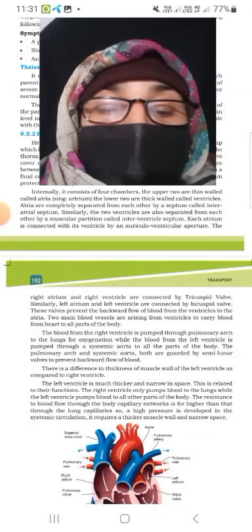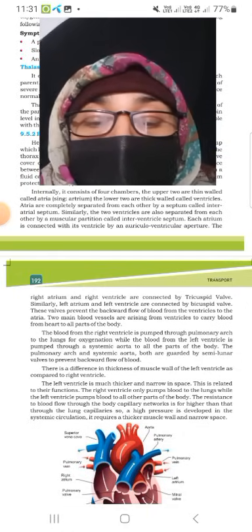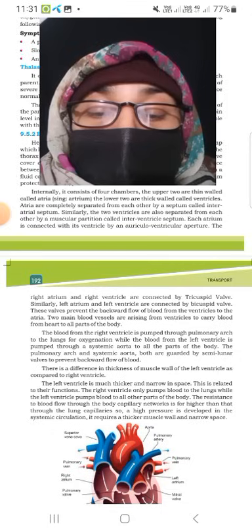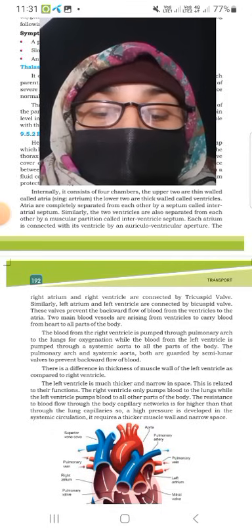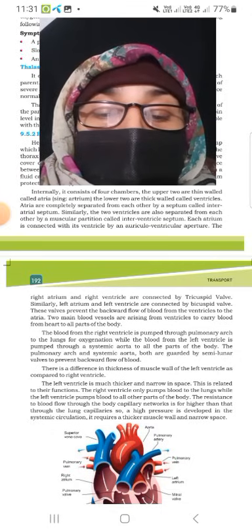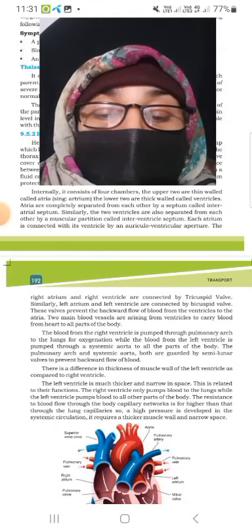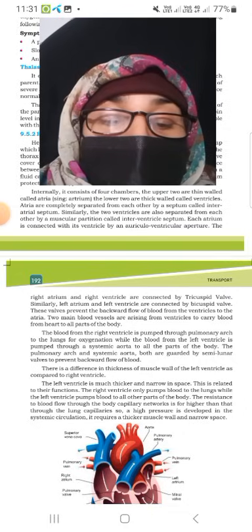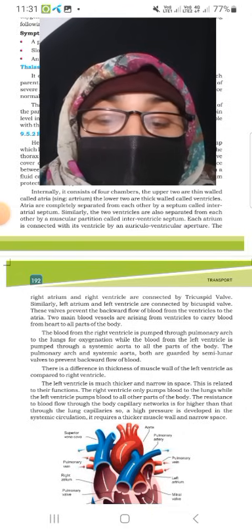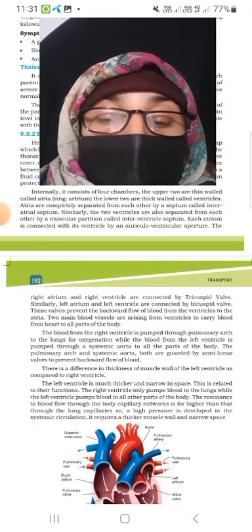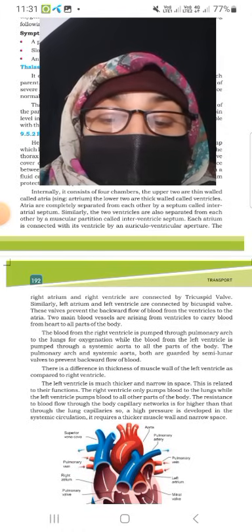One important point is that the muscular wall of the left ventricle is thicker compared to the right ventricle, and the left ventricle has a narrower space. This relates to their functions: the right ventricle pumps blood to the lungs, and the left ventricle pumps blood to the whole body.